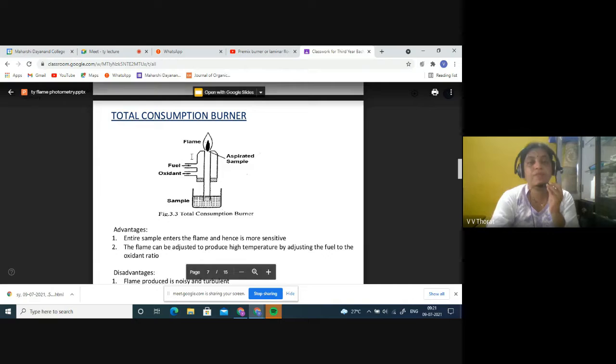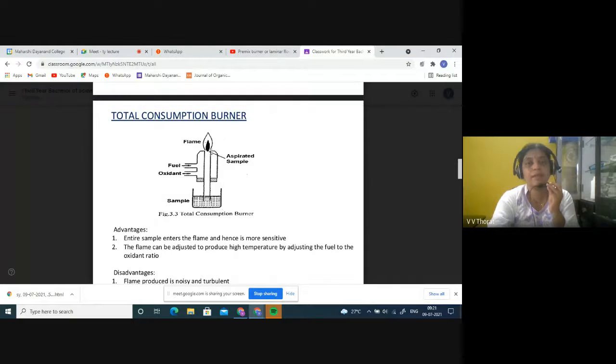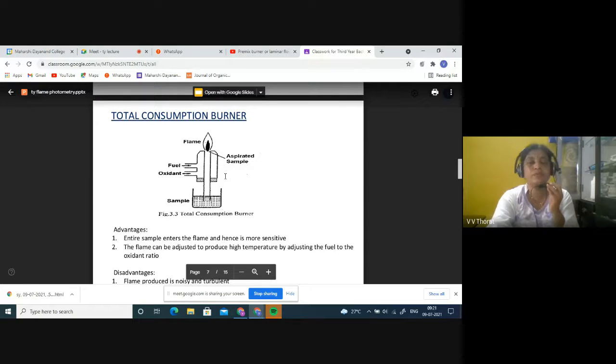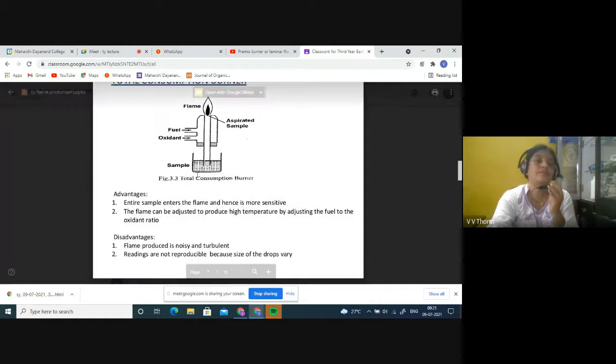Draw the diagram and don't forget to write there is an atomizer or a nebulizer at the base of the flame, which will convert your sample into the spray. That is there in the previous video. I have put it in the Google Classroom, or the video of this in the presentation.